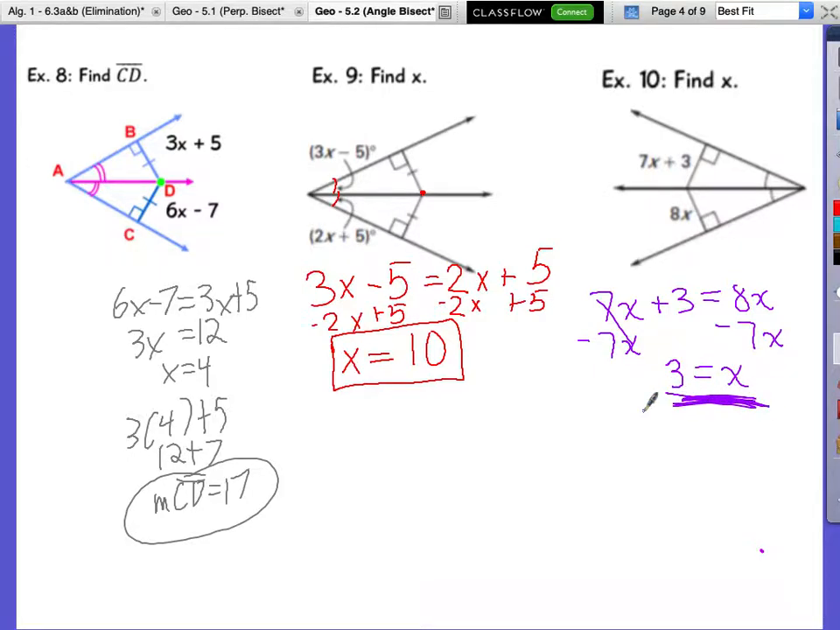Okay, Jacob, explain. So it doesn't look like these are equal, but they are, because the angle's bisecting and the point lies on the bisector, right?